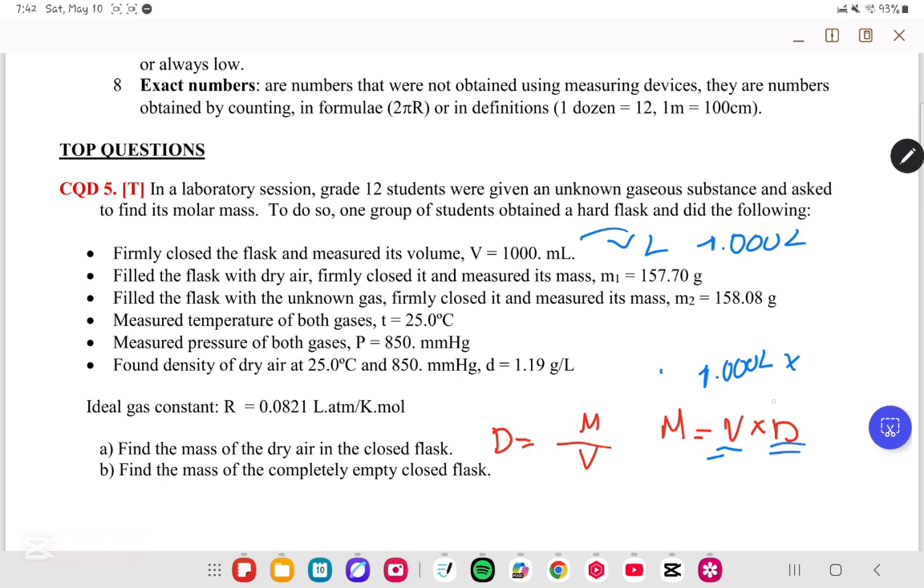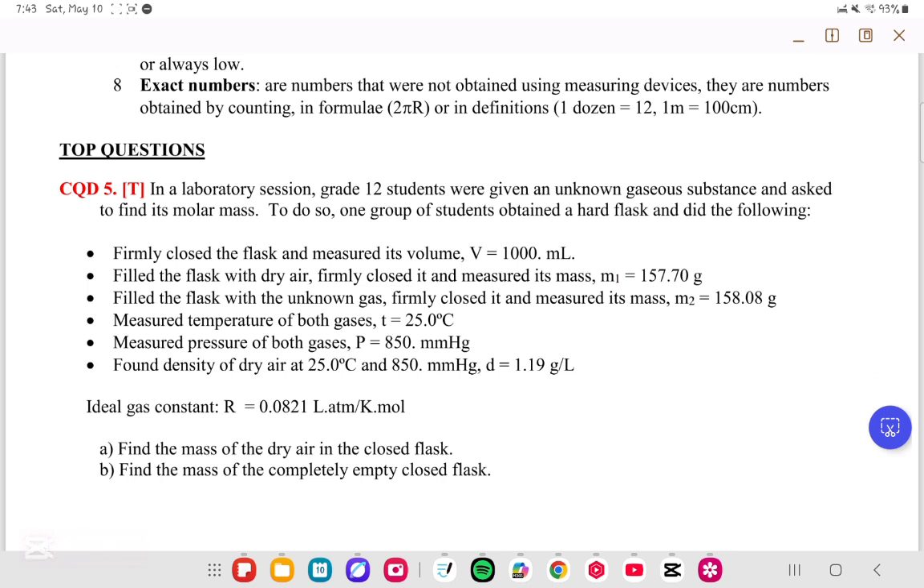Multiplied by its density. Where do you find its density? You find it over here. Very simply, 1.19. No need for a calculator actually, it's very easy to do mentally. You're going to get 1.19. Now, check the significant figures. This one has 3 significant figures. That means our answer is going to have 3 significant figures. Just like that, we found the mass of dry air in the closed flask.